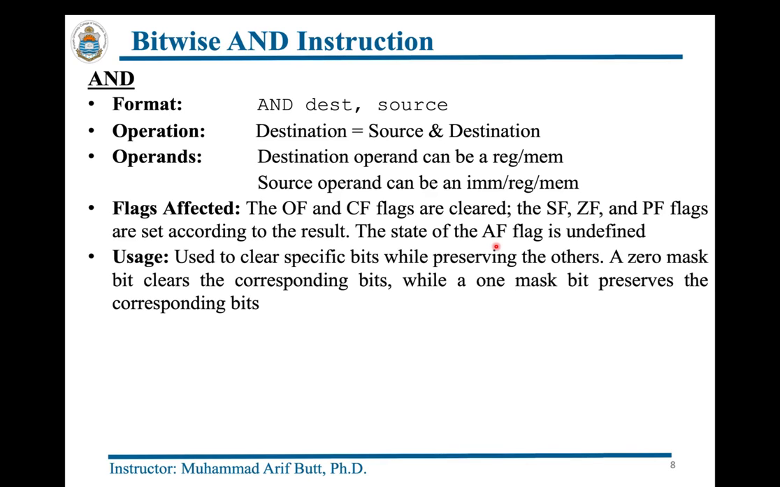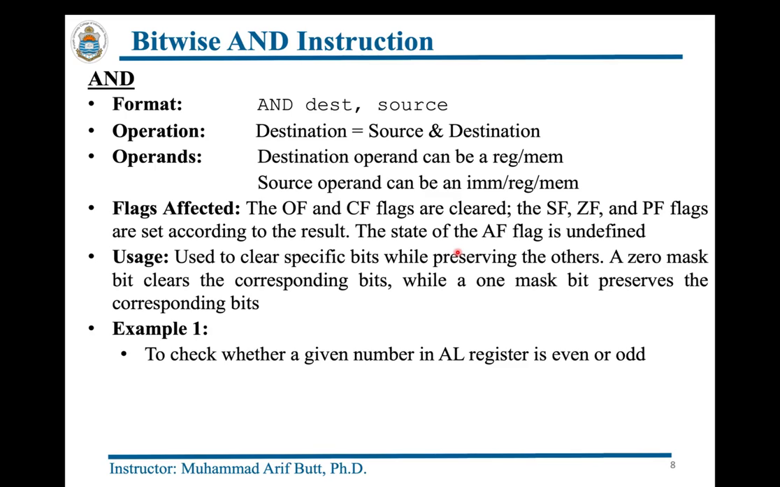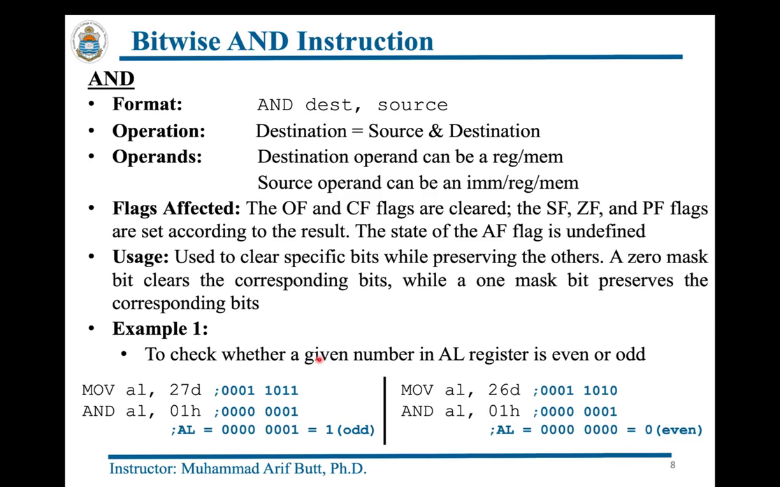As far as the usage of AND instruction is concerned, it is used to clear specific bits while preserving the others. A 0 mask bit clears the corresponding bits, while a 1 mask bit preserves the corresponding bits. Let us see an example, and suppose that we want to check whether a given number is even or odd, and this can be achieved by ANDing the number with 01. These are the two code snippets that describe this.